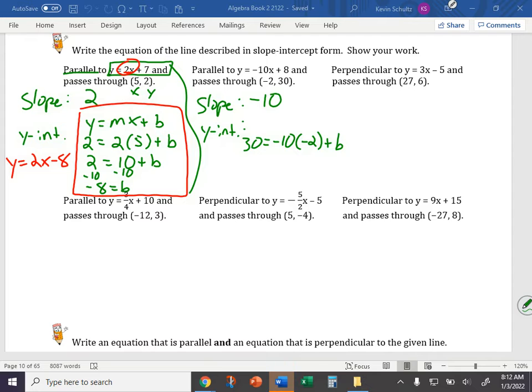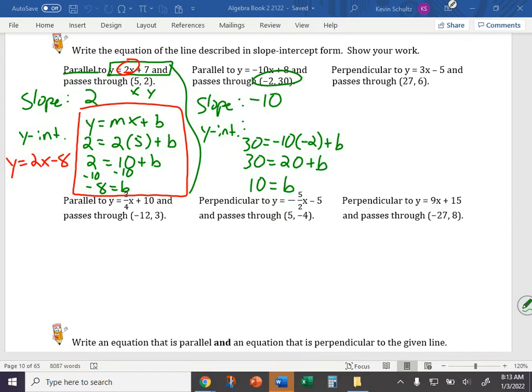The negative 2 and the 30 come from this ordered pair, right? We know our line passes through that point, which means negative 2 and 30 has to be a solution to it. So by plugging in negative 2 for x and 30 for y, we can get an equation we can solve for b. Multiply first. Negative 10 times negative 2 is positive 20. Subtract 20 from both sides, and we get a value of 10 for b.